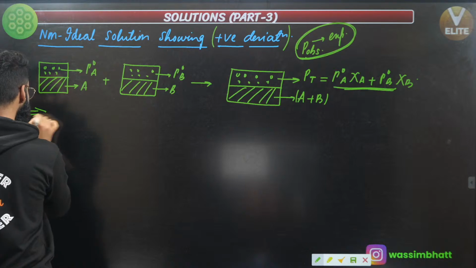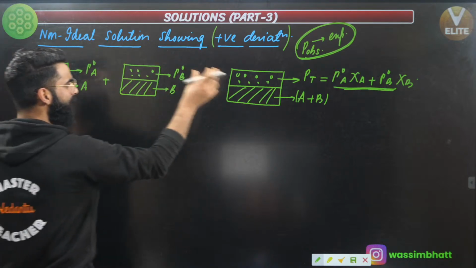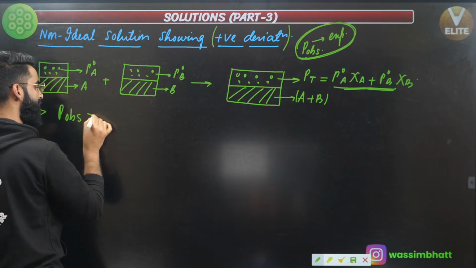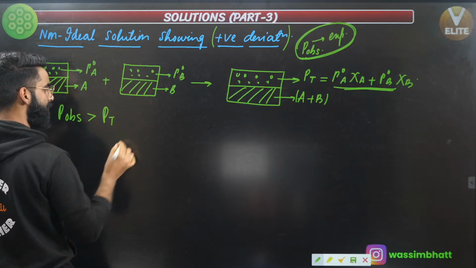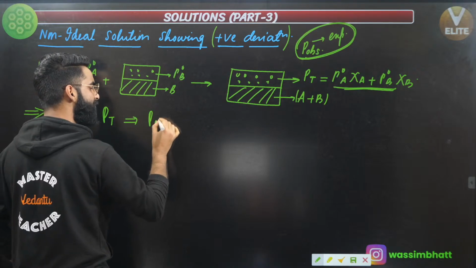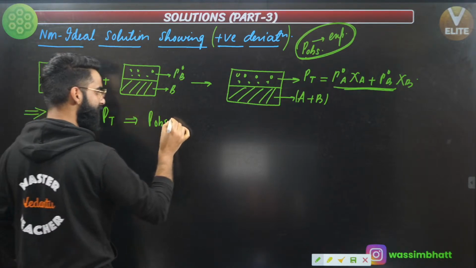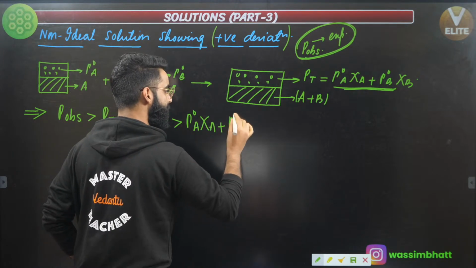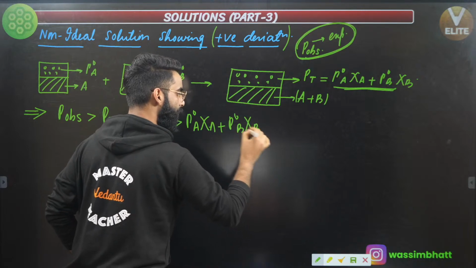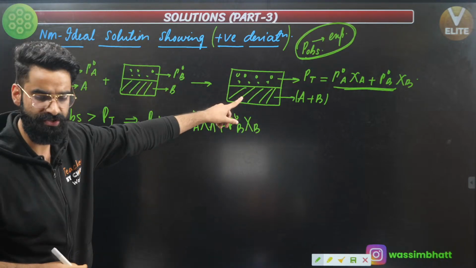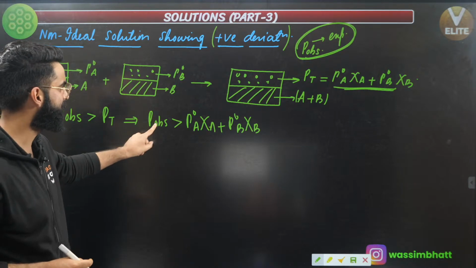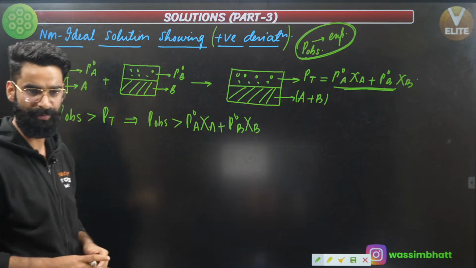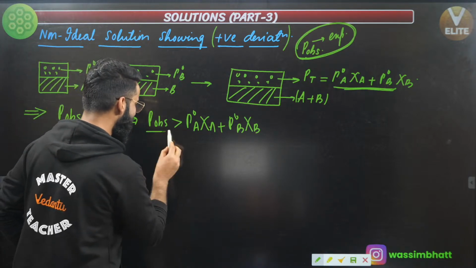As I told you, in case of a non-ideal solution showing positive deviation, the observed vapor pressure will be greater than the theoretical vapor pressure. Or you can say it like this: the observed vapor pressure, which you call the actual vapor pressure, will be greater than P naught A chi A plus P naught B chi B. Okay? In this solution, which is showing the positive deviation, I can clearly say the observed vapor pressure of the solution will be greater than P naught A chi A plus P naught B chi B. Okay? Now the reason is, why is it happening?